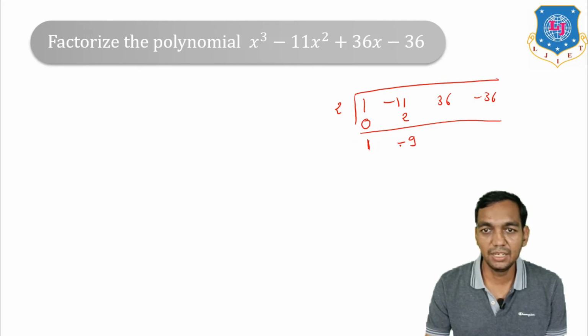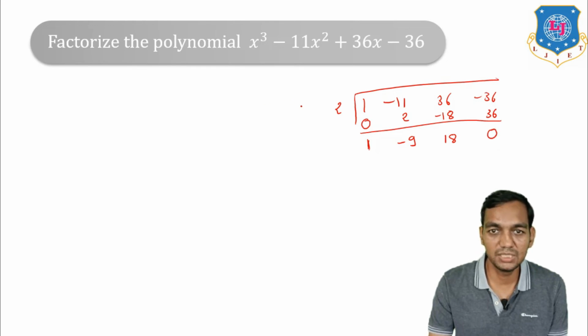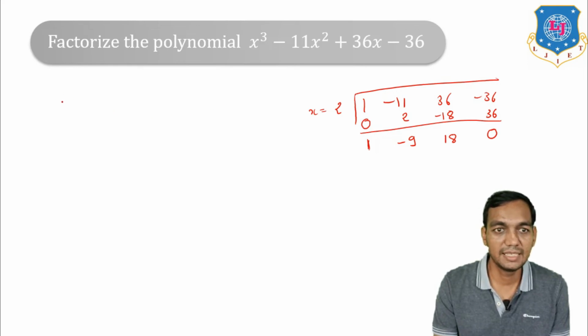In the same manner, minus 9 into 2, that is minus 18. Correct? So 36 minus 18, that will be 18. And 18 into 2 is 36. Now here we get 0. If we get 0, that means this is a factor, x is equal to 2 is a factor. So one factor is x minus 2.